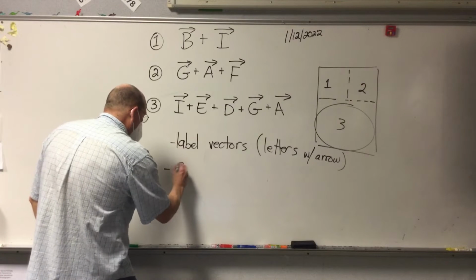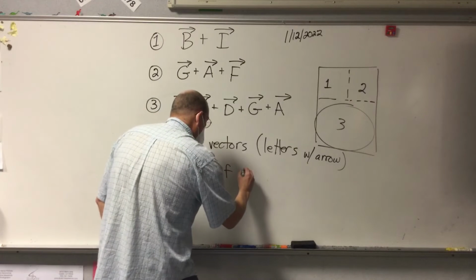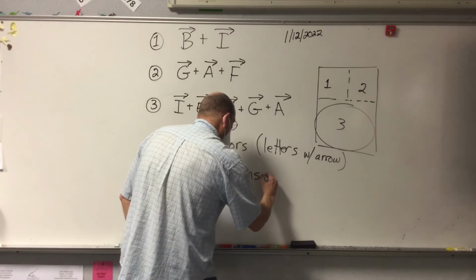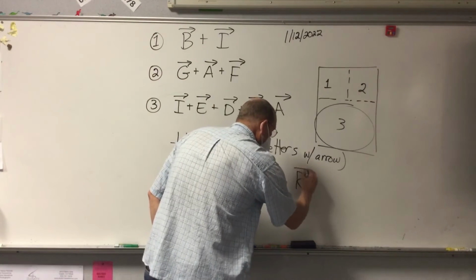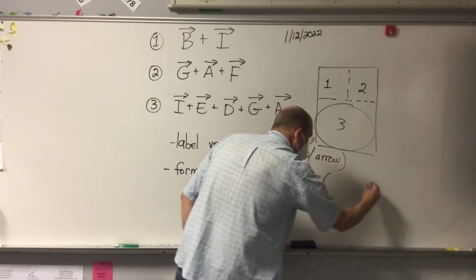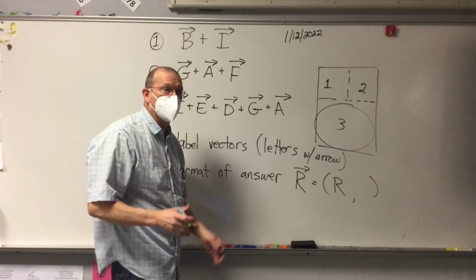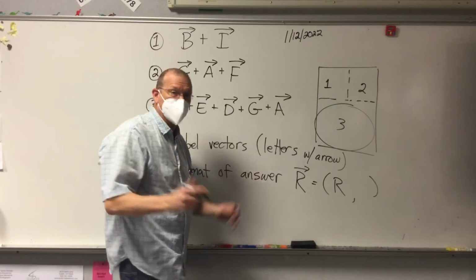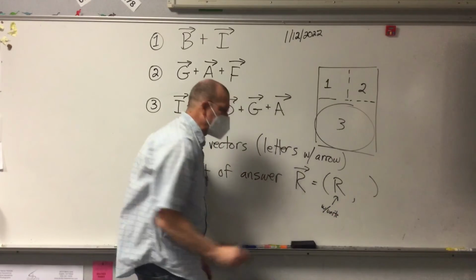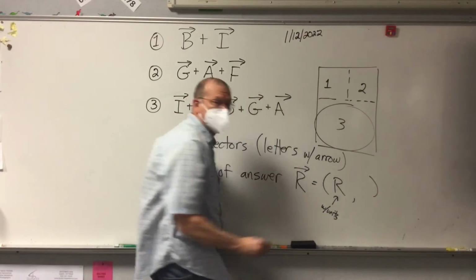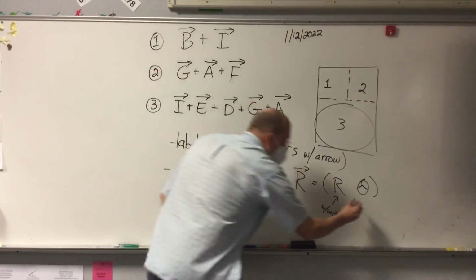And then remember, the format of your answer vector, which is R, is that R equals an ordered pair with the first thing of that ordered pair representing the length of it. And it needs to have units, or I'm going to ding you on that. And then the second thing is your theta.